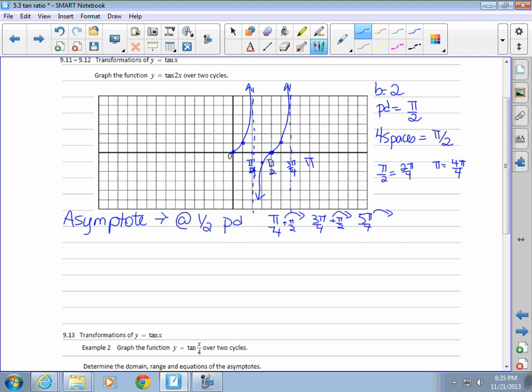So you can see right now, I've got 1.5 cycles, so I have to do my last cycle. So at pi, it's going to be 0. So that means halfway between, I forgot my dots there, it's going to be negative 1.